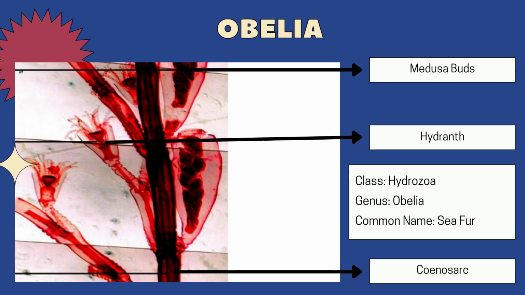Next is the Obelia under the class Hydrozoa, commonly known as sea fur. They usually attach themselves to shells, rocks, and seaweeds. Here we can see the medusa buds responsible for reproduction. Meanwhile, the hydranth is responsible for capturing, ingesting, and digesting food. Lastly, the coenosarc connects individual polyps to one another to form a colonial organism.